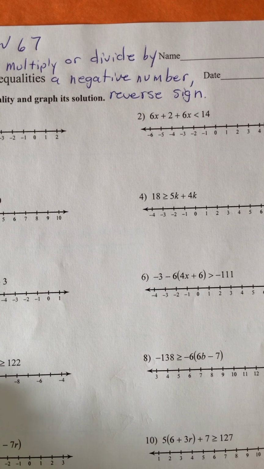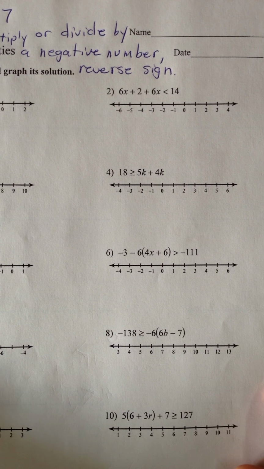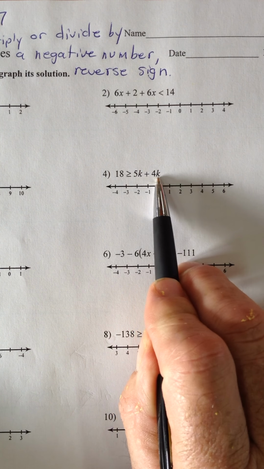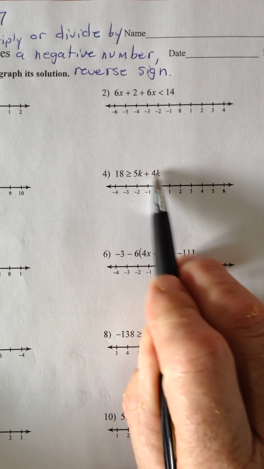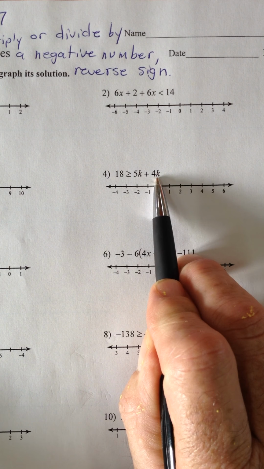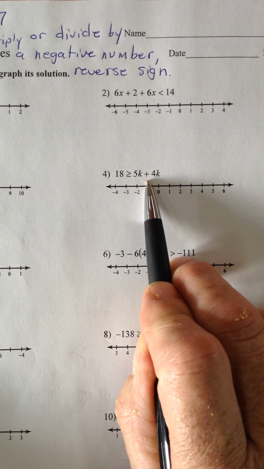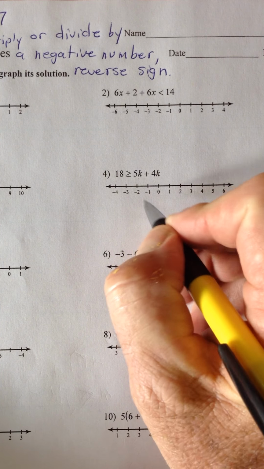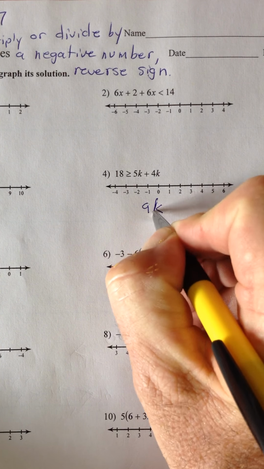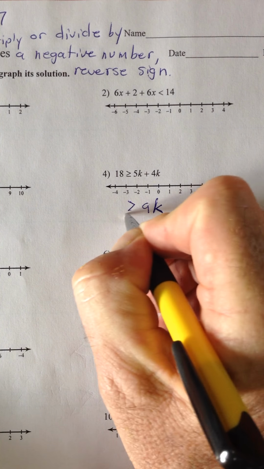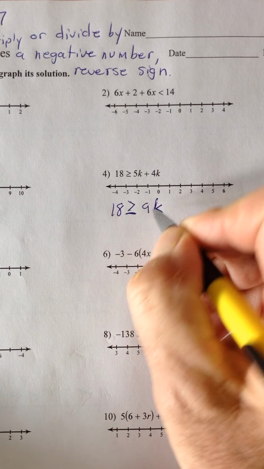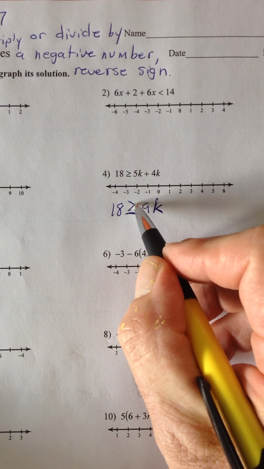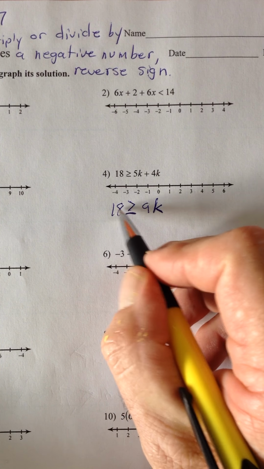So I'm actually going to start with number 4, where you have 18 is greater than or equal to 5k plus 4k. With this one, you want to combine the like terms over here. You want to combine the 5k plus the 4k because they're alike. So 5k plus 4k will give you 9k. Then you have 18 is greater than or equal to 9k. So 9 times something is going to be less than or equal to 18.